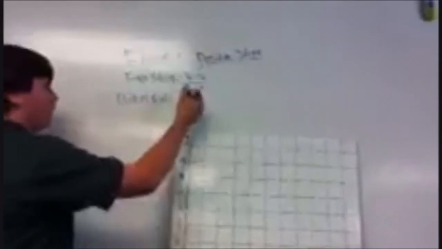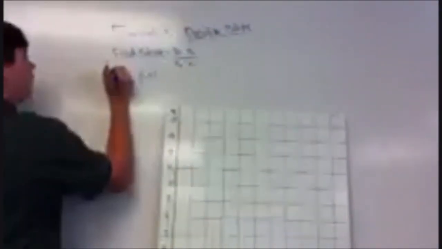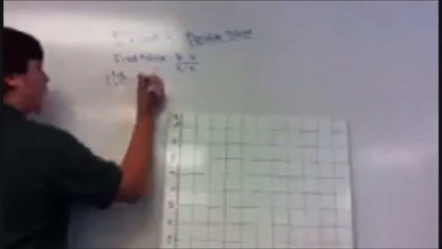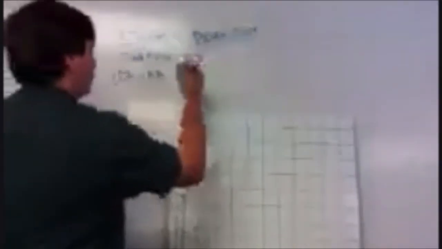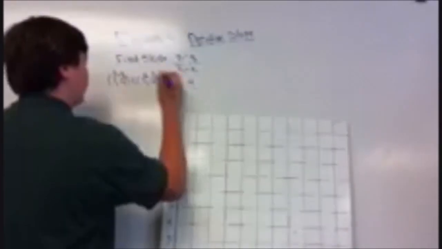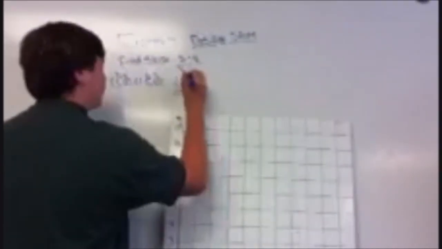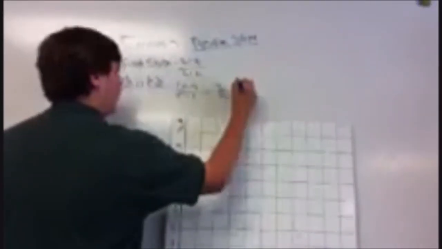So first, to know which one is x1 and x2 and y1 and y2, the first ordered pair is x1 and y1, so x1, y1, x2, y2. So y2, 6, minus y1, 4, all over x2, 5, minus x1, 1. And then you're going to subtract these, and you're going to get 2 over 4, or 1 half.